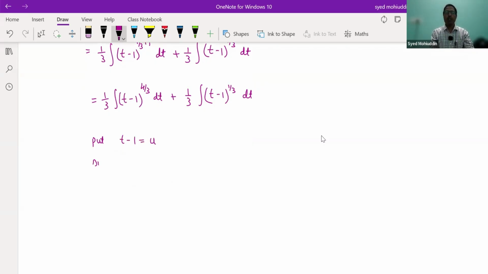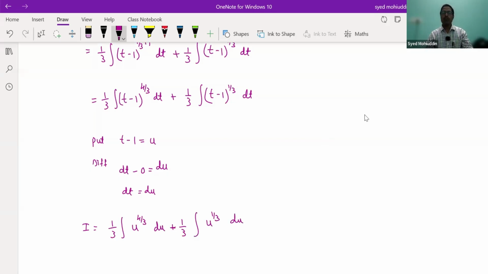Now let us try to differentiate. Differentiation of t minus 1, the constant will be 0, is equal to derivative of u, which will be du. Therefore, dt will be equal to du. So go back to the given integral. 1 by 3 integral of t minus 1, which will be u, power of 4 by 3 into dt, which will become du, plus 1 by 3, again integral of t minus 1 will become u power of 1 by 3, dt will become du.